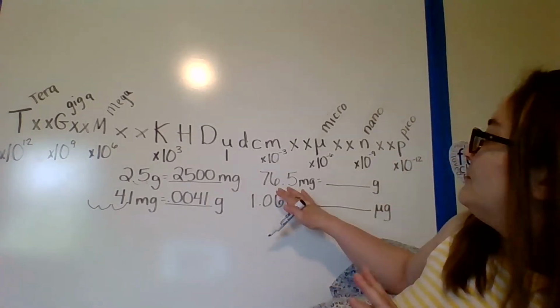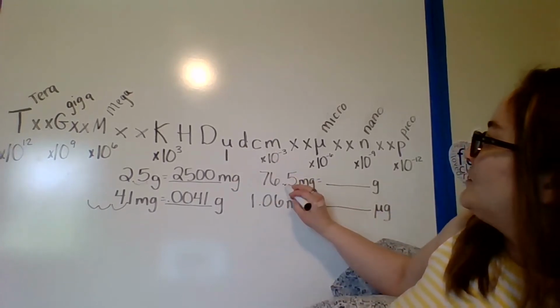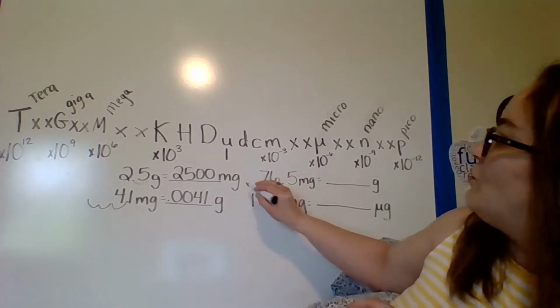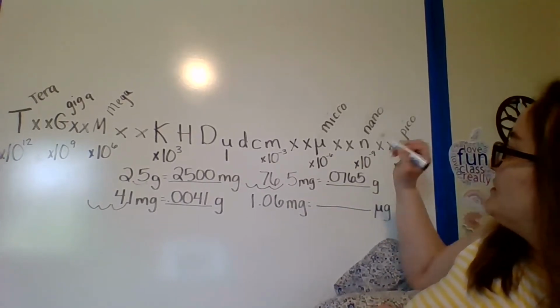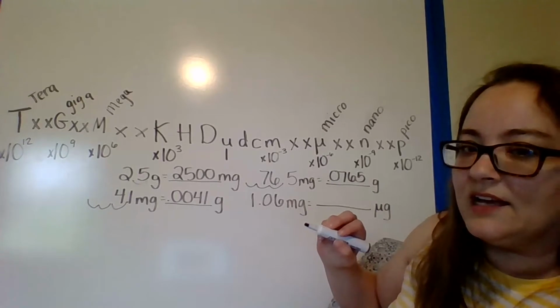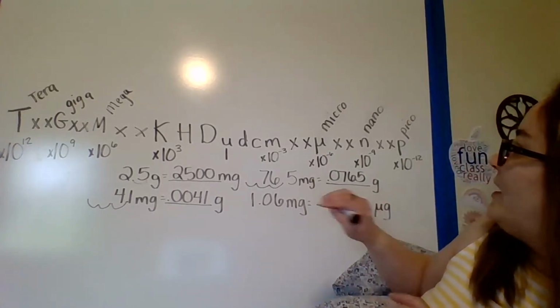You're pausing and doing these on your own, right. All right. Milli to gram. So 1, 2, 3 to the left. 1, 2. Just one more needs to be a 0. 0.0765.